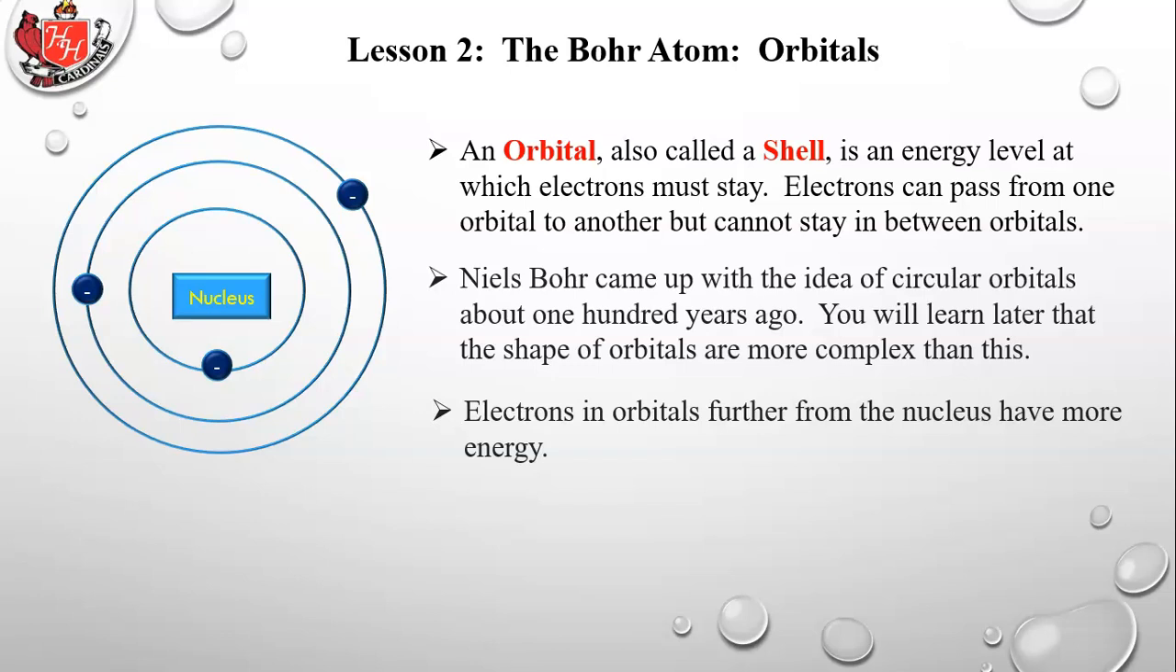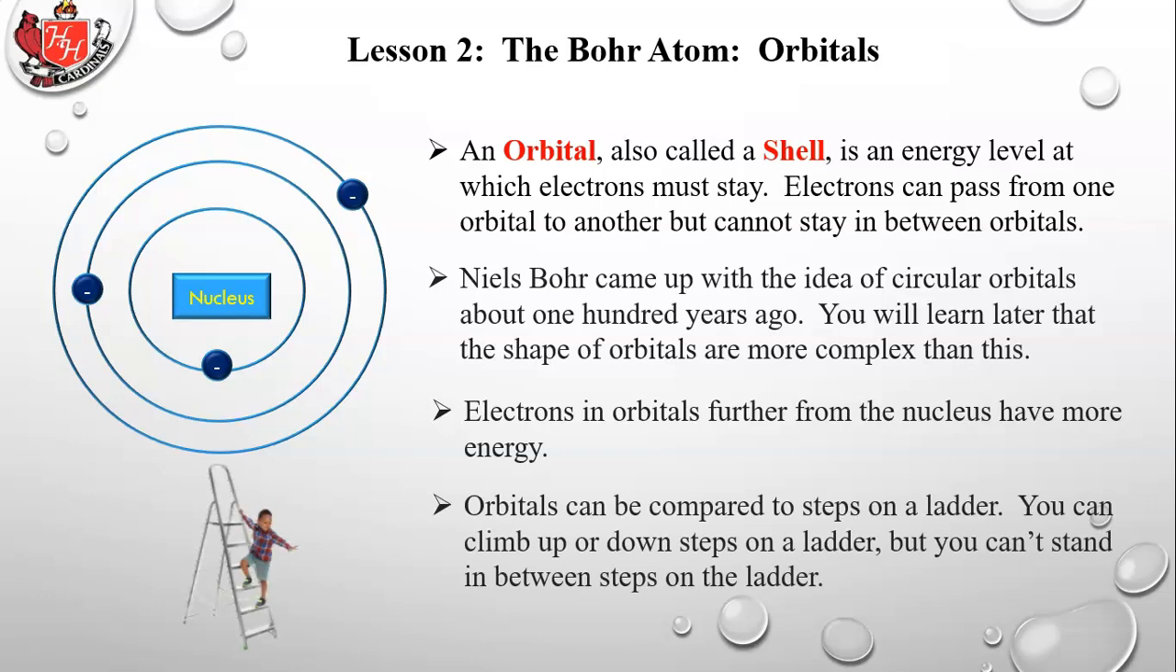Electrons in orbitals further from the nucleus have more energy. Orbitals can be compared to steps on a ladder. You can climb up or down steps on a ladder, but you can't stand in between steps. You either have to be on the higher step or the lower step. You can't stand in between them.